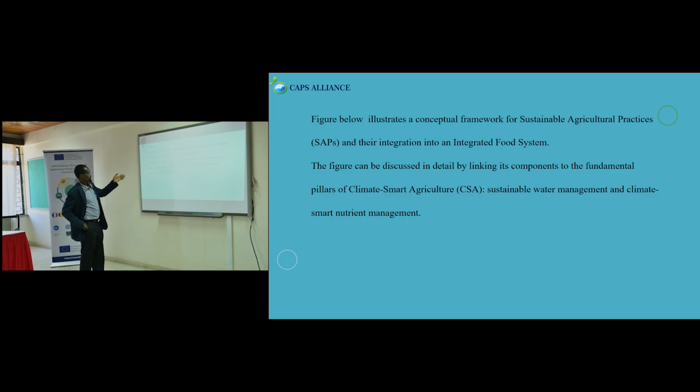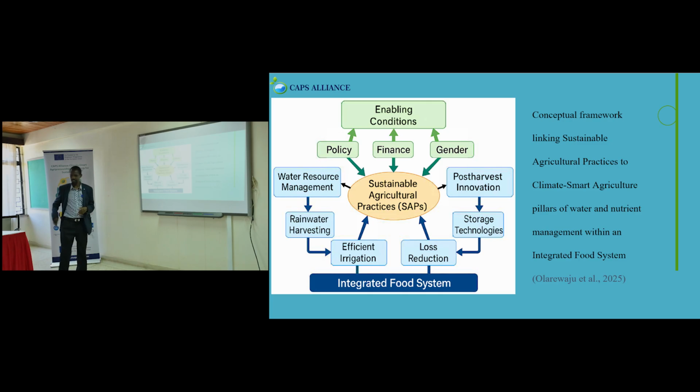So the figure is still saying the figure, but you don't see the figure. Climate smart agriculture, sustainable water management, and climate smart nutrient management. Okay, go next. This is what the figure is. Yeah, this is the bigger figure. This is on the other side. But there are many things that we can learn from this figure.